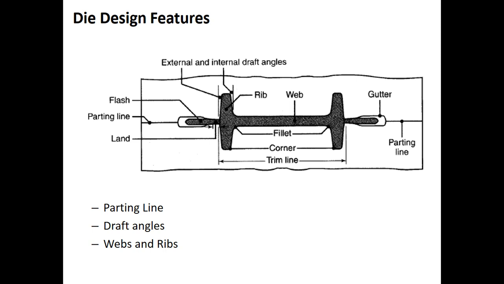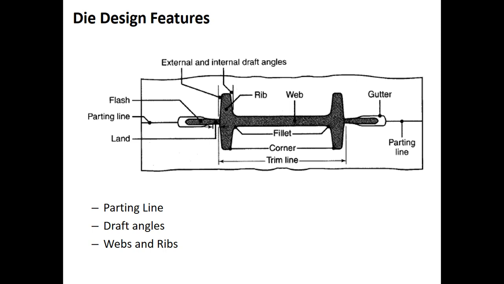So first one would be the parting line. It is a plane that divides. If you look at the diagram, you can easily see that it is a plane that divides the upper part of the die from the lower part. So this line is also called a flash line.